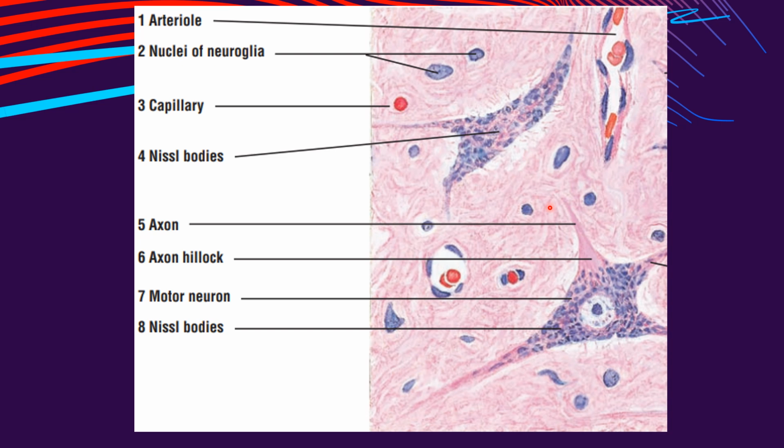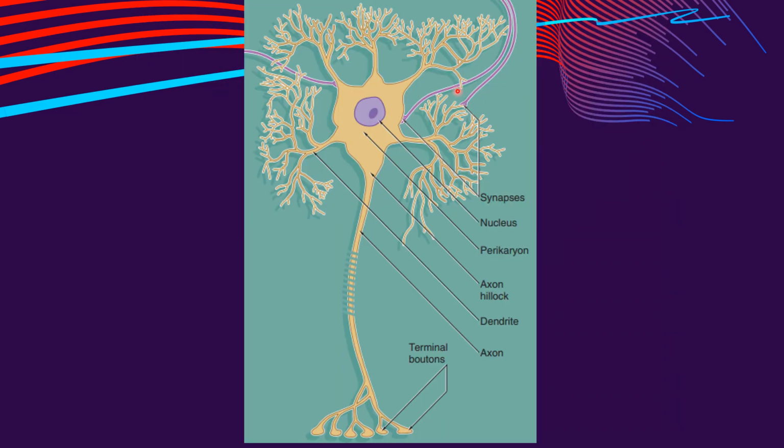This is an illustration of a neuron, which is the fundamental unit of your nervous system. You have your neuron, or your nerve cell, that's what you call it. This is a diagrammatic illustration of a neuron showing its parts.